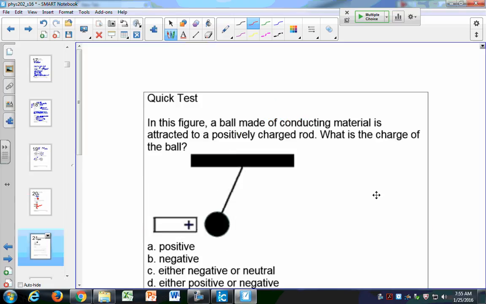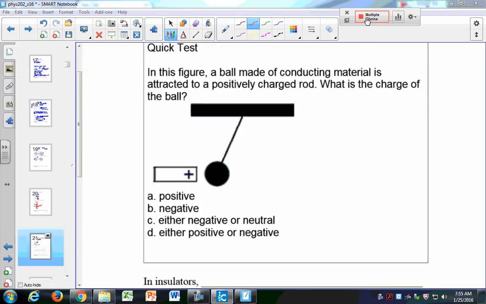Let's try this quick test, and then we'll do a few concept test questions as well. All right, so in this figure, a ball is made of conducting material, and it's attracted to a positively charged rod. What is the charge of the ball? Is the ball positive? Is it negative? Is it either negative or neutral? Or is it positive or negative?